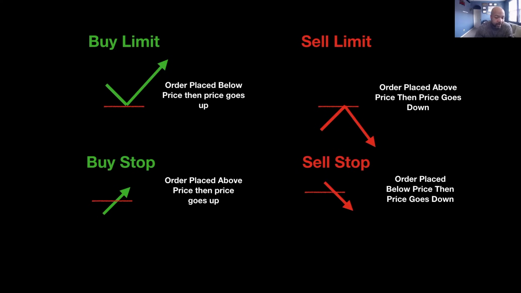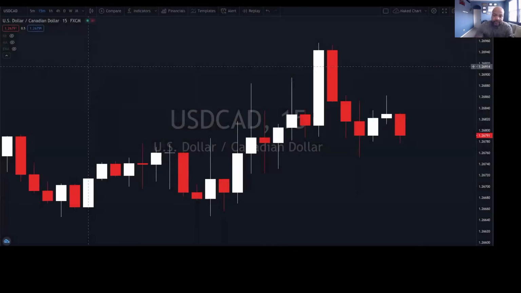Okay. So let's go ahead and look at a chart for another example. Here's a chart, and let's say we want to do a buy limit. Remember, limits are a check mark. You're hoping that price will come down here.